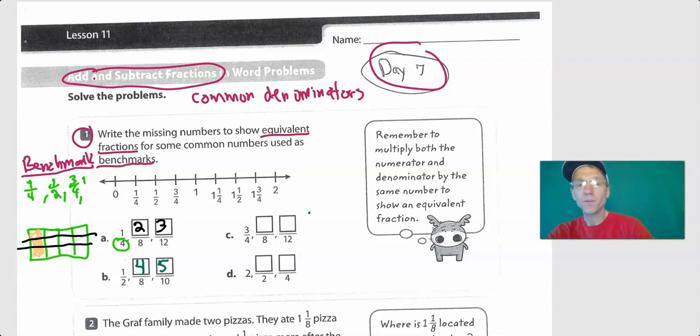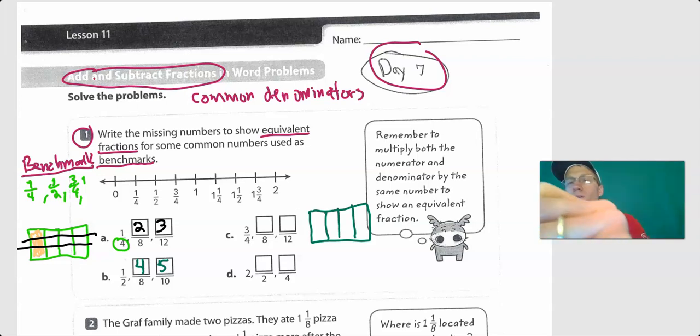Okay, now we have 3/4. Let's look at 3/4. So let's make a pizza and put it into 4 parts. There is 3/4. Now, if we double the number of slices, we have 8 parts, just like right here. But instead of 3 big slices, we have 6 smaller slices. Ta-da!